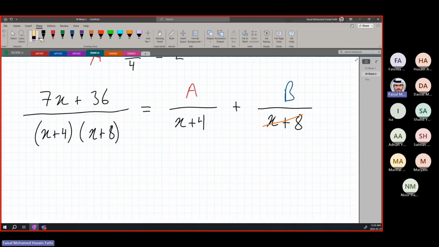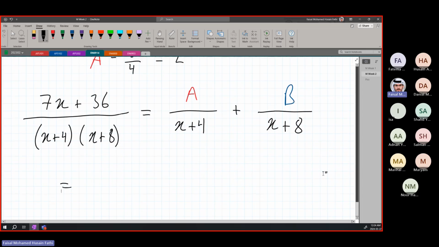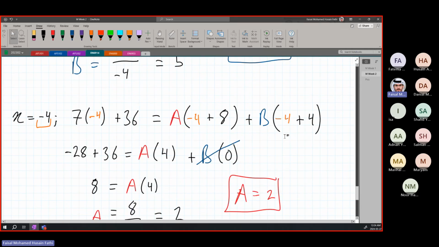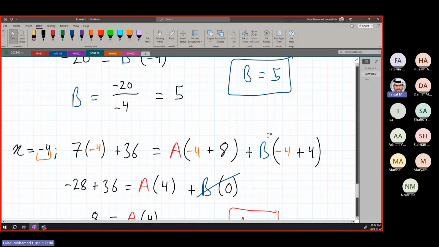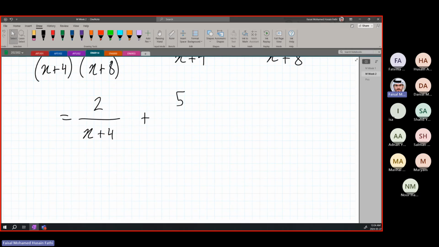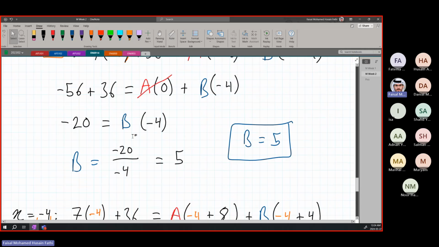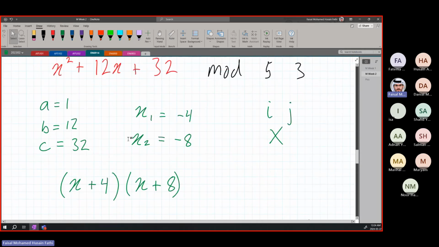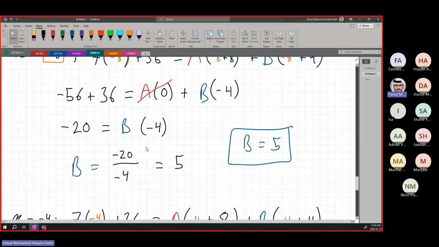So this is the equation we had earlier, okay? Now we're just going to substitute the values for a and b. What is a again? It is 2. 2 over x plus 4, plus what is b? b is 5. 5 over x plus 8. And this is the simplest form of partial fractions that you can solve, which is the linear factors. All right? Any questions about what I did so far?